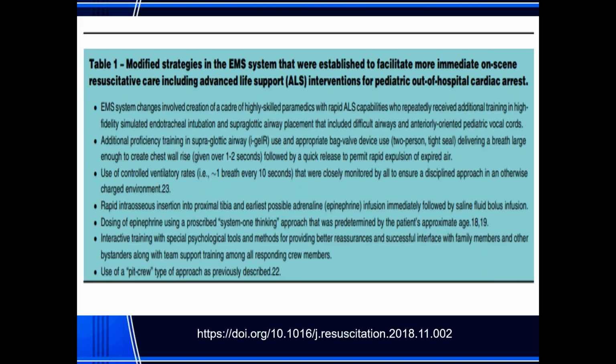Here was another study that was done, and this one was actually very significant. I'm going to show you the numbers here in just a second. But what they did is make just a small number of changes. They added in supraglottic airways, you know, they added in I-gels, which they didn't have before, and used those. They added in controlling the ventilation rates. They added in IOs and doing them earlier rather than worrying about IV access. They added in this pit crew type of approach that they didn't have before.